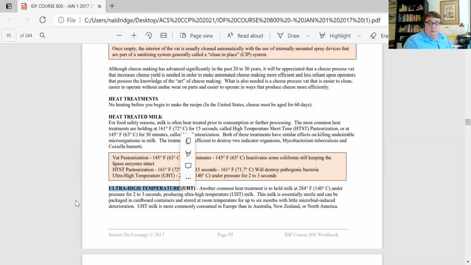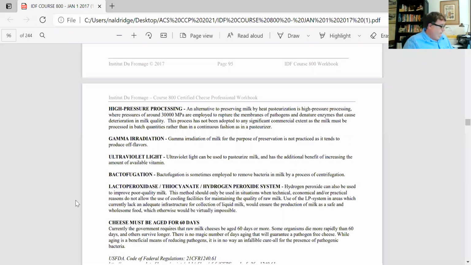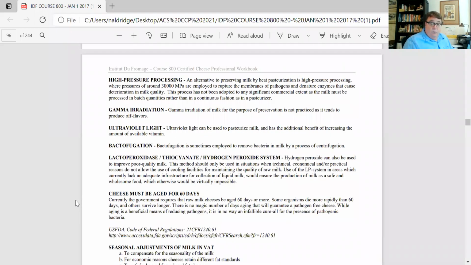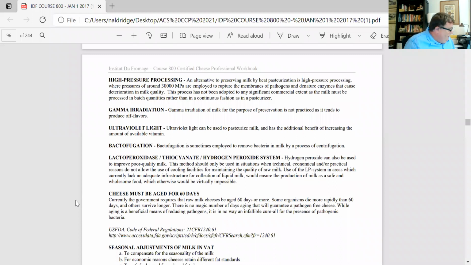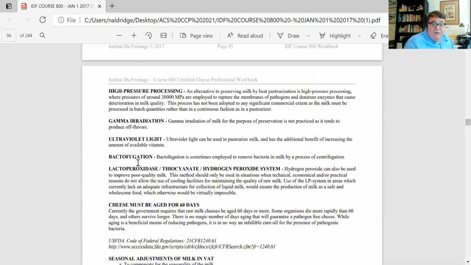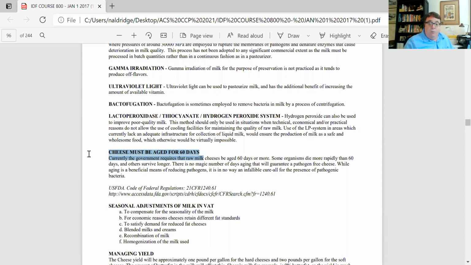Okay, 96. There's a lot of good information on page 96. You're not going to get asked a lot about gamma irradiation, ultraviolet light. Like they're not going to ask you, like pasteurization that we use most of the times aren't going to be these. So I wouldn't worry about that. But I would worry more about cheese must be aged for 60 days. We've hit on that again. You will get asked that. Cheese, and that's for raw milk, right?